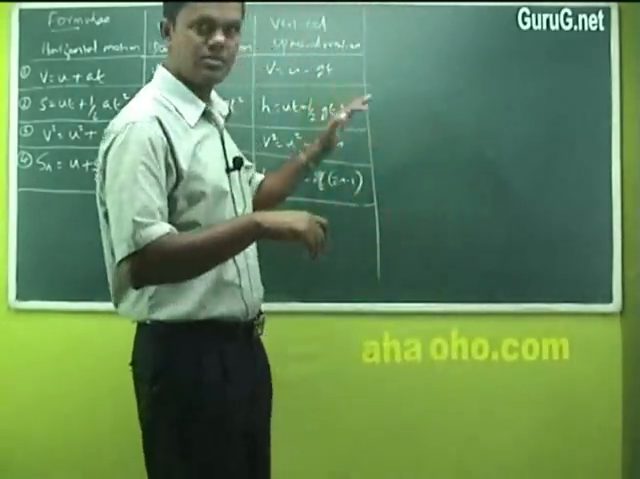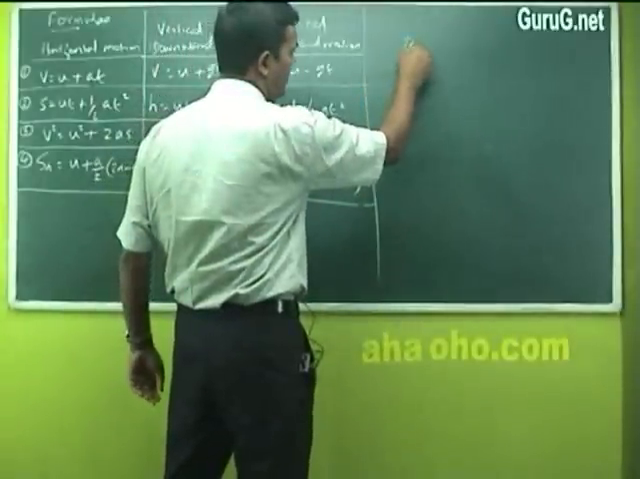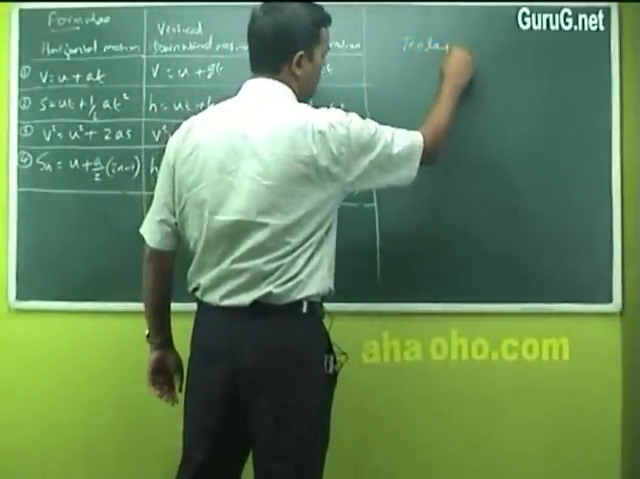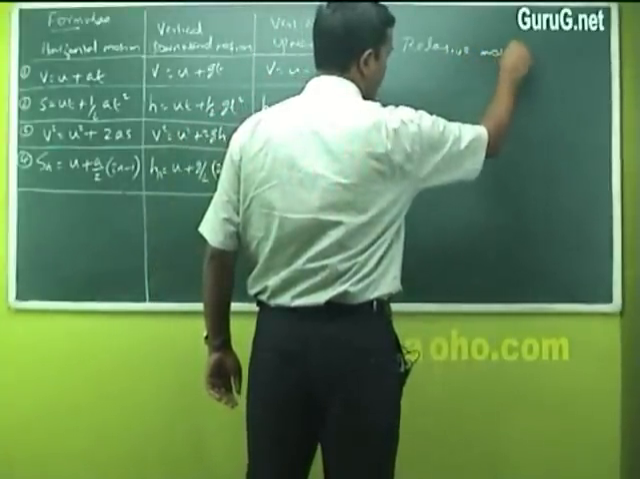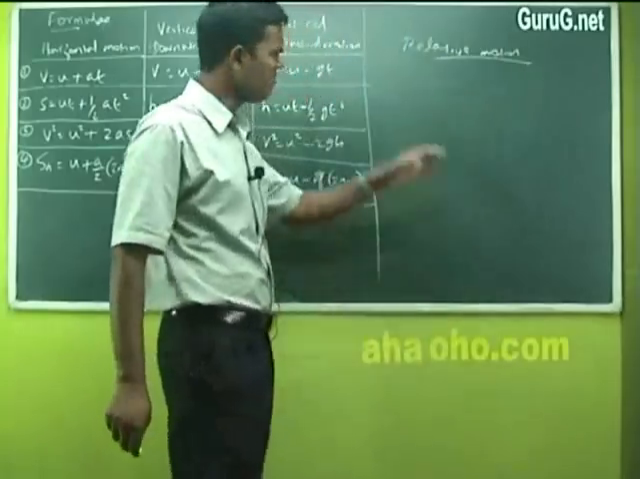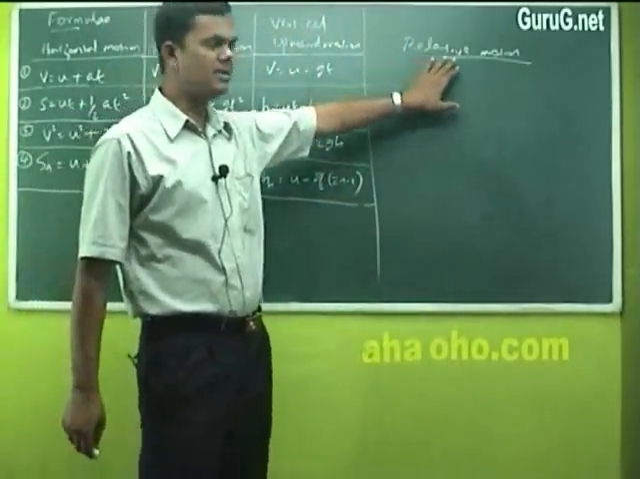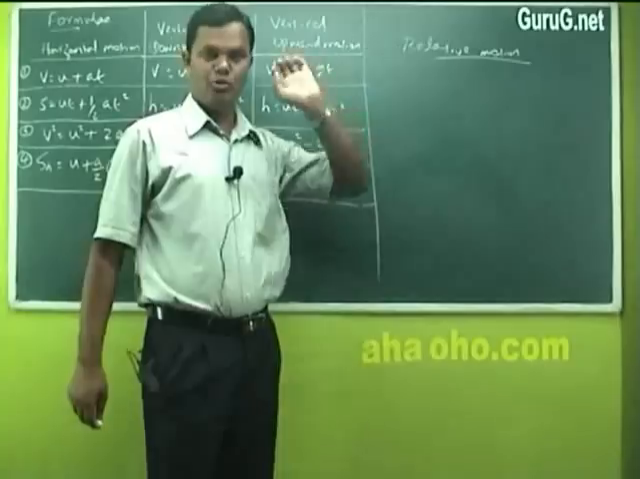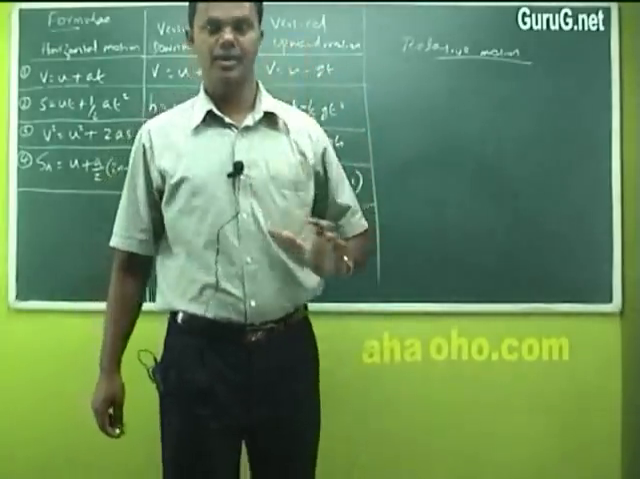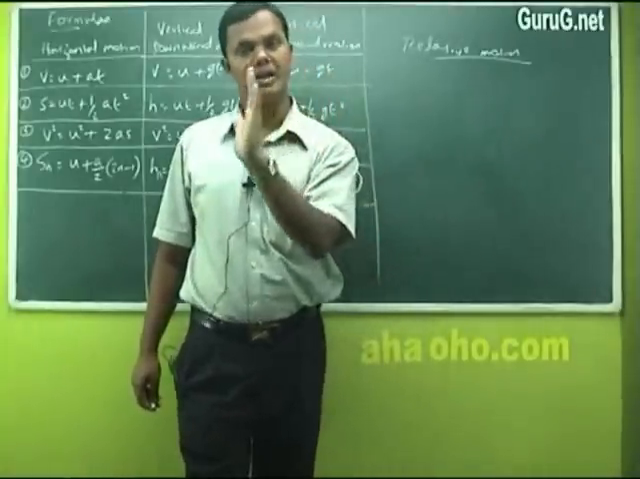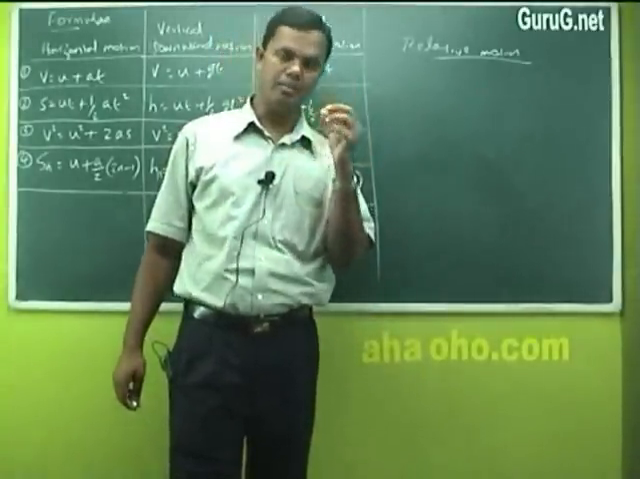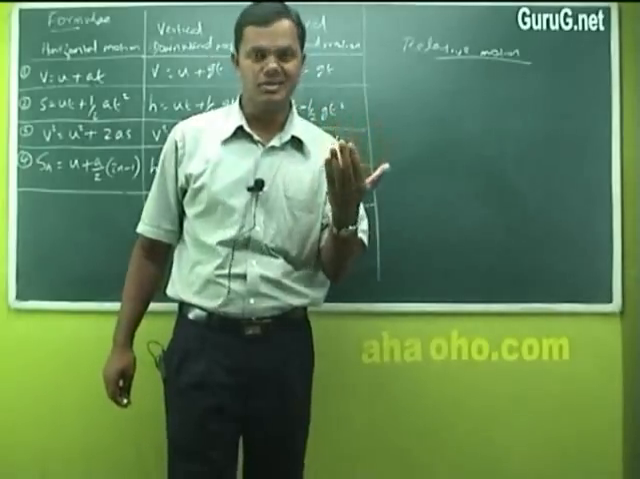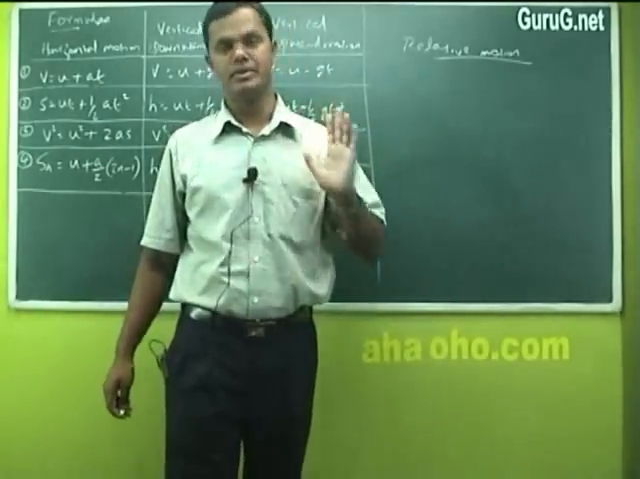Then after this, one more step, something called relative motion. The next topic is relative motion. Basically, the name says it's relative: the motion of a particle or a body related to another. It may be a particle or a body or a surface or a space, whatever it is.